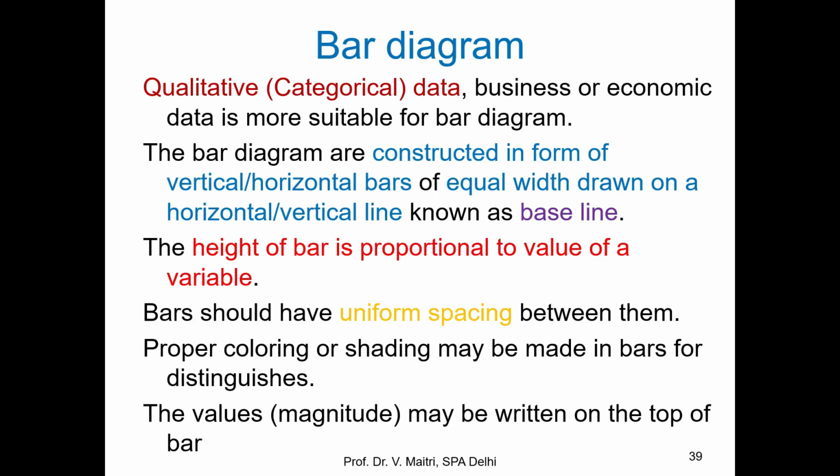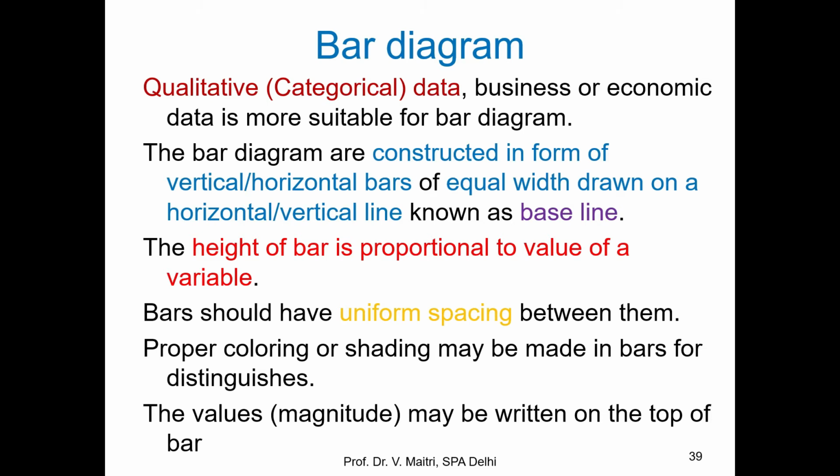Now the bar diagram, there is one dimension. For qualitative categories normally we use it. For business or economic data, it is more suitable for presenting by bar diagram. One must understand which diagram is the best way to present which type of data.